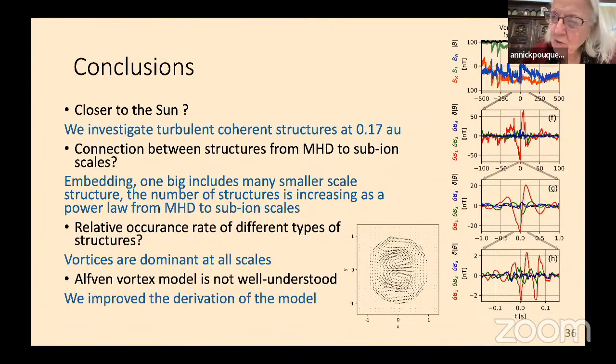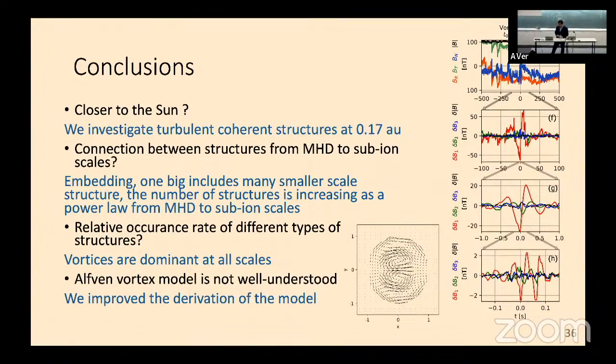Yeah, in part. I have another question, which is, do you know whether there would be differences in the statistics of structures if you were to go further from the sun? Can you hypothesize? Yeah, this is a very interesting question. But for the moment, there are only a few studies that evaluate the proportions of different events. For example, the article of Perrone, in 2016 and 17, she was analyzing coherent structures at a distance of one astronomical unit, and then there is a new article by Perrone, where she is analyzing different types of coherent structures closer to the sun, only at ion scales.